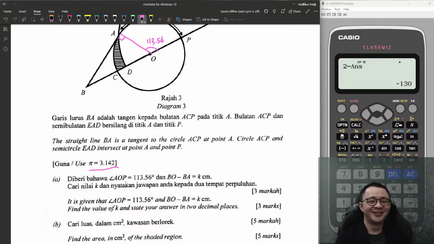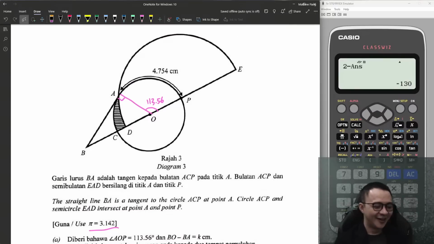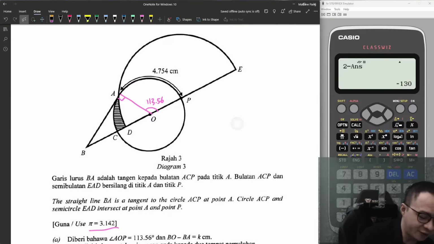Wow. A lot of things to do. Okay, one by one first. First thing is I want to find the radius of the circle. I will find this out.